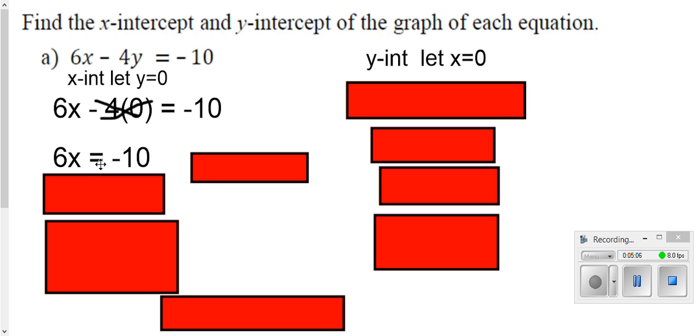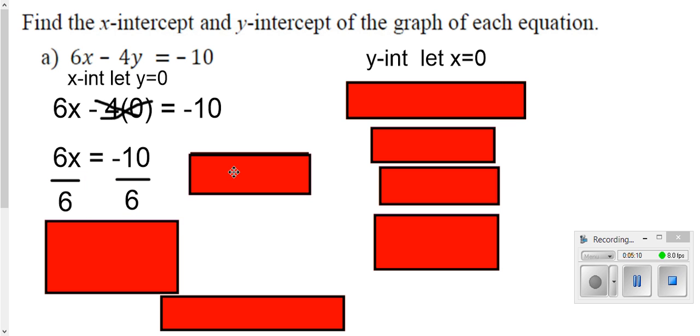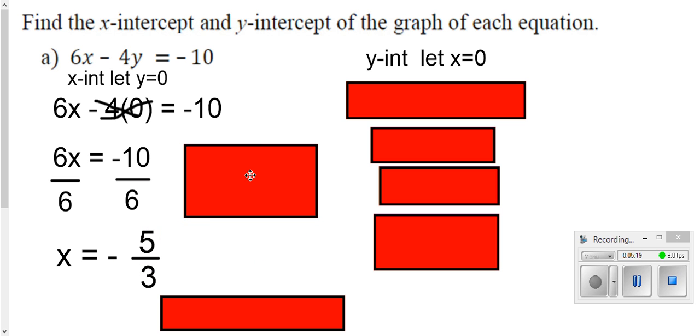To finish solving for x, we're going to divide by 6 to get rid of that coefficient of 6. After we put negative 10 divided by 6 in our calculator with math fraction, it reduces down to negative 5/3. So our x-intercept is negative 5/3. Of course, the y is 0 there.